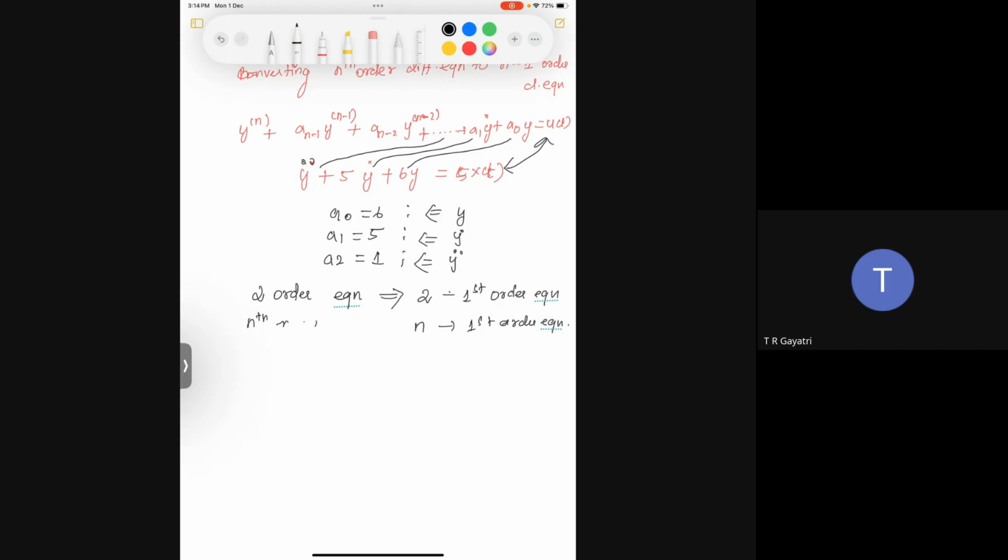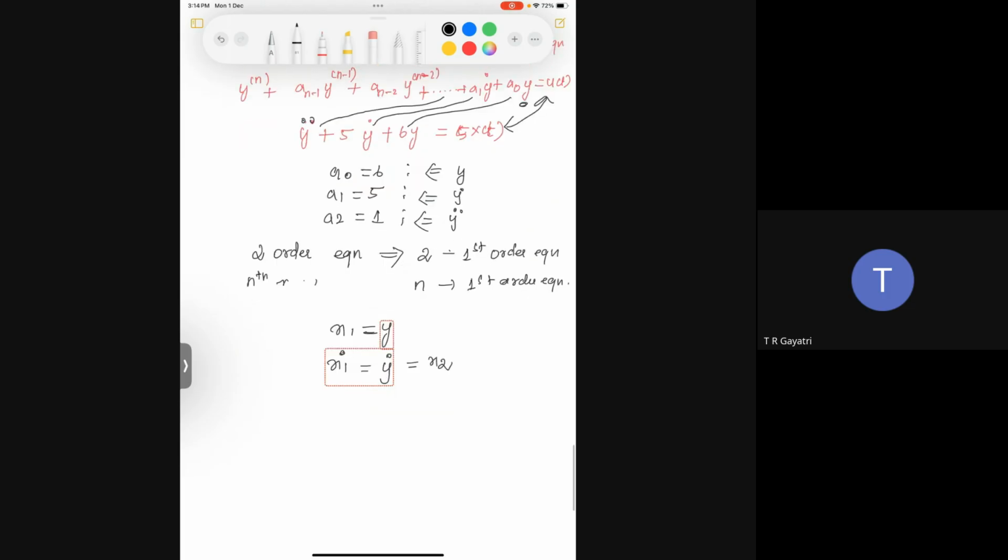First, whatever variable they have given, y, c, b, whatever, just assume x1 equal to y, the lowest variable. Assign that to x1. Now, if I differentiate both sides, what will I get? X1 dot is equal to y dot. I call this as x2. If I again differentiate this, x1 double dot equal to y double dot, I call this as x3.